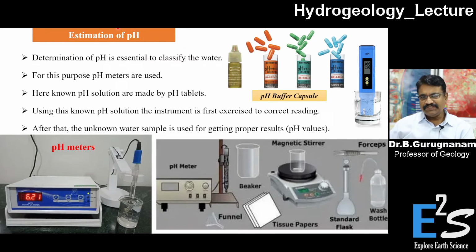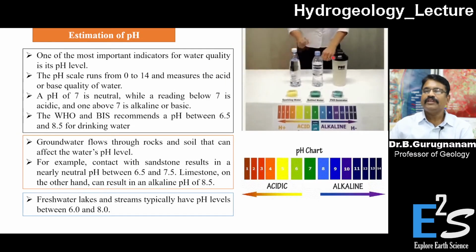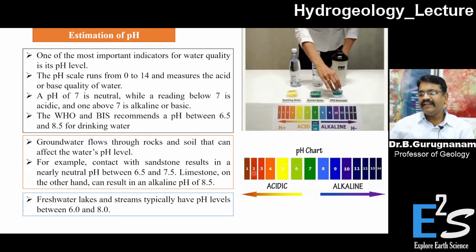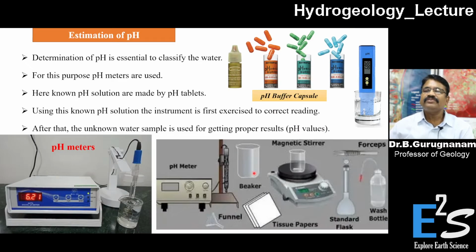And how will you estimate the pH? This is the pH buffer capsule. You can see the pH buffer capsules of different colors: orange, green and blue. It means when you use this, you will be able to assess the pH level of that particular solution. So, this color indicates the pH of the standard solution, right? The pH buffer capsule is used to standardize or calibrate the instrument.